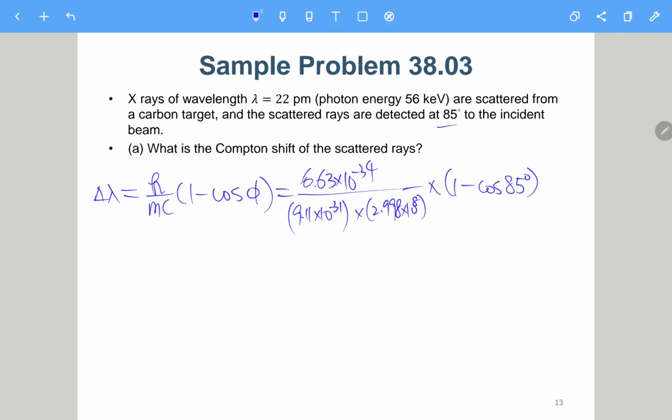Okay, so we use the calculator to find that delta lambda will be 2.2 picometers. So this is the incident wavelength, and the delta lambda is 10% of it. And of course it is 10% longer, because you always lose energy when colliding with an electron.